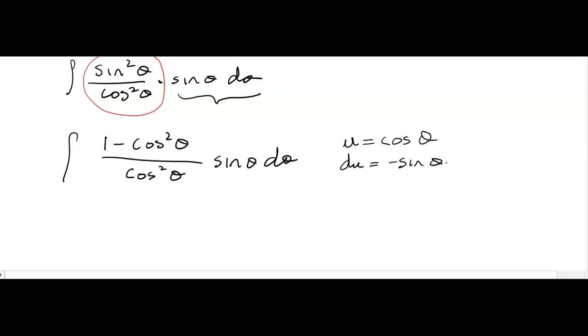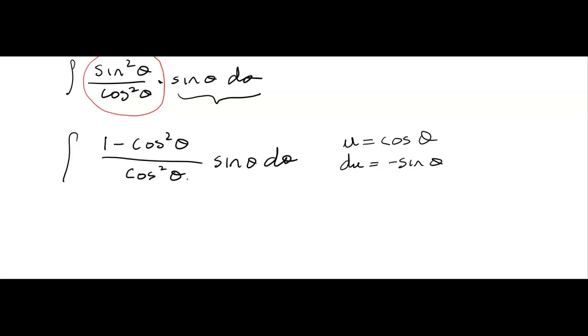And there's a lot of different ways you can go from this point. You can keep separating these fractions and get them as simplified as possible, meaning I could have 1 over cosine squared minus 1. However you want to do it, I'm just going to go ahead and turn everything into u's, because I think it's easier to start working with the u's as soon as possible.